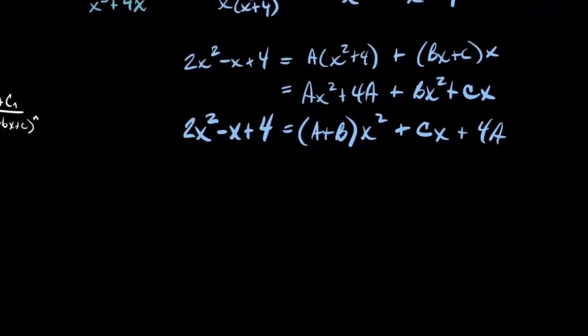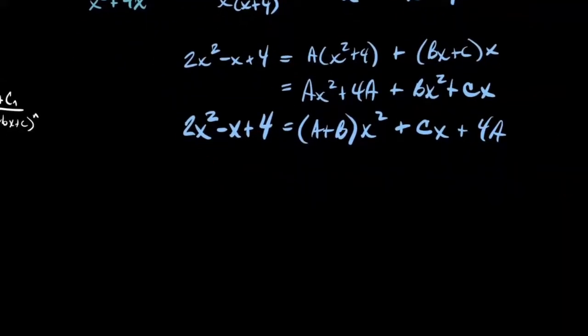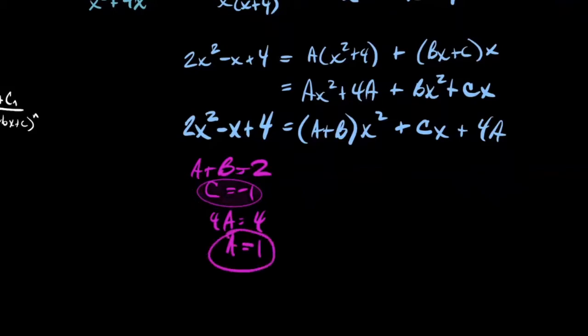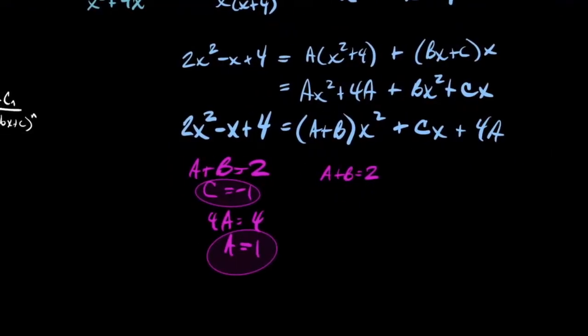So if we solve for these, we know that a plus b is equal to 2. We know that c is equal to -1, and 4a is equal to 4. So c is -1. That's good. a must be 1. And what does that mean for b? Well, a plus b is 2. So b must be 1 as well.